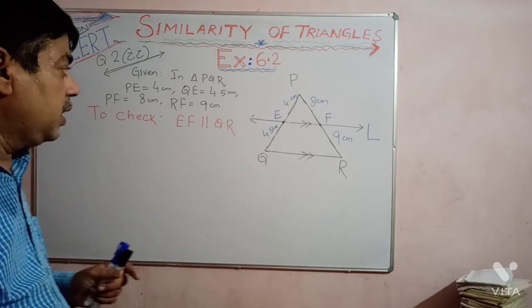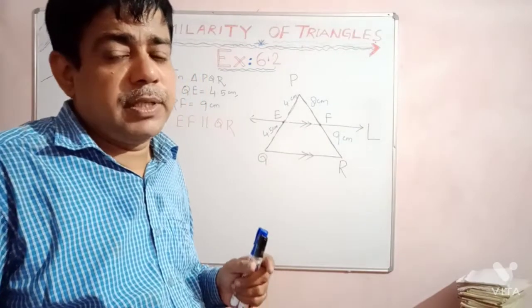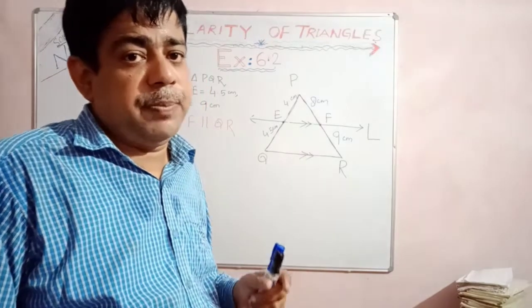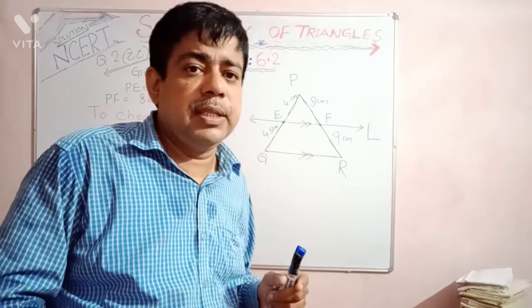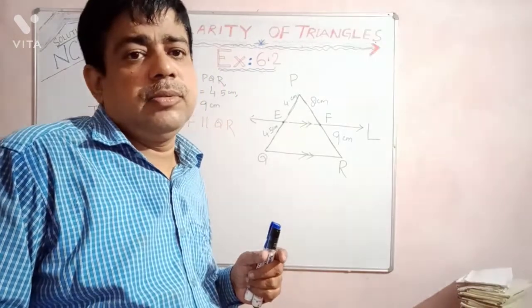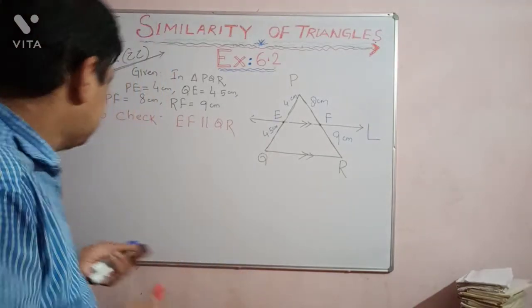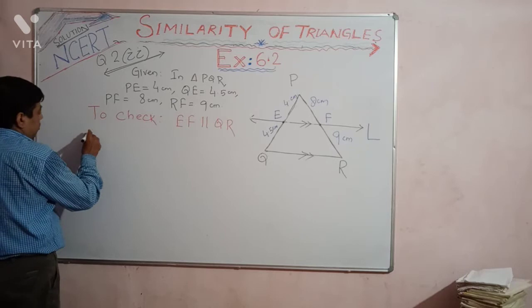Yes or no? We already know, according to the converse of the basic proportionality theorem, you have to check whether the ratios of their corresponding parts are equal or not. If the ratios of their corresponding parts are equal, then the line EF will be parallel to QR. Let us see.